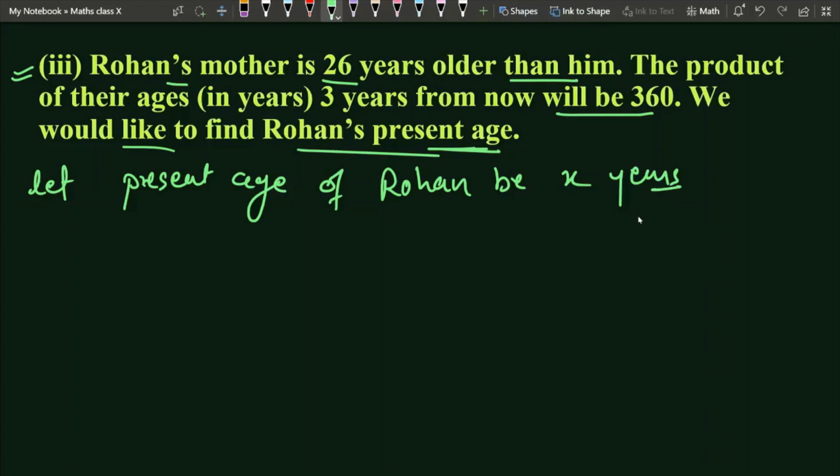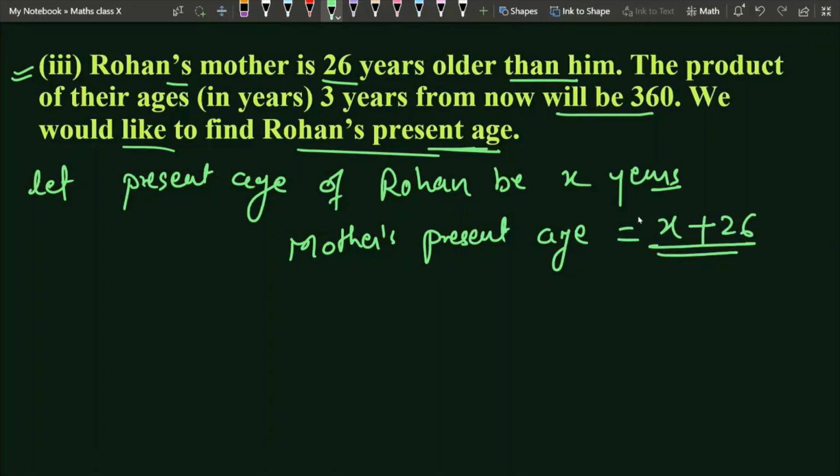So what will be his mother's age? Mother's present age will be 26 years more than Rohan's age. So it will be x plus 26. This will be the present age of Rohan's mother. Now, present age of Rohan is x, present age of his mother is x plus 26. The product of their ages 3 years from now, means after 3 years, will be 360.